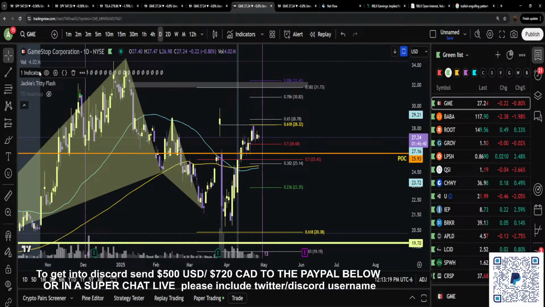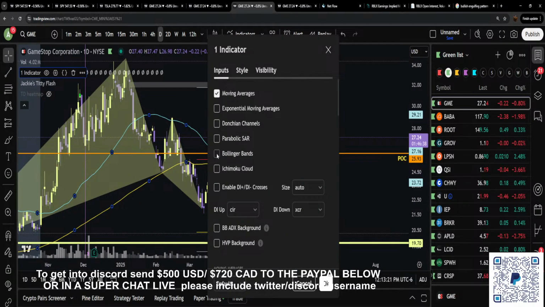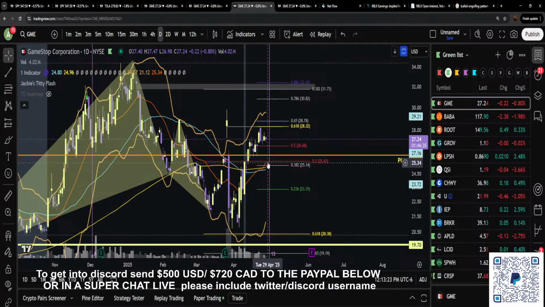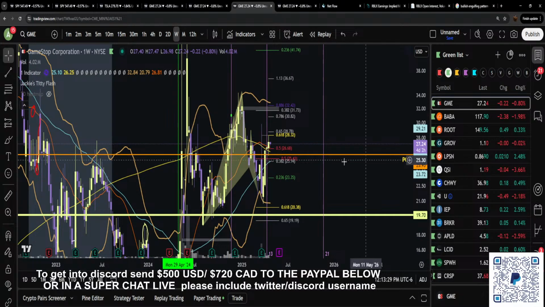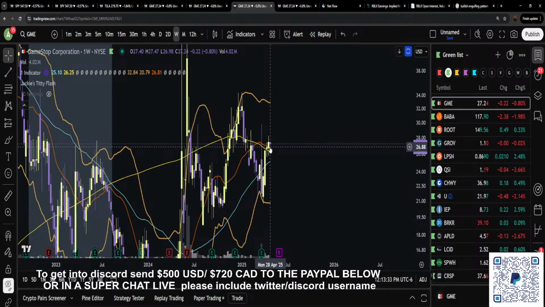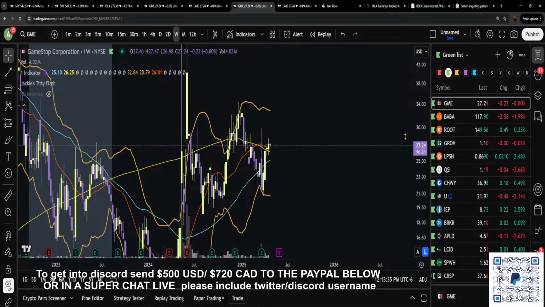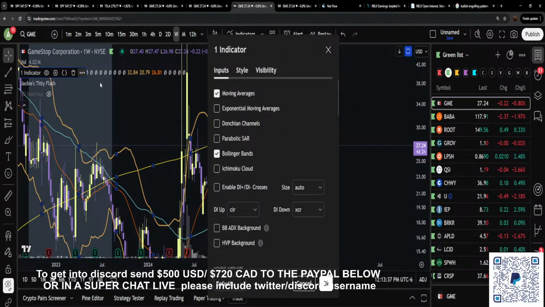You're still above the center line of the daily Bollinger Bands, which is very positive, right? Lots of space in the upper band for the daily time frame. Go over to the weekly. You're still above the weekly center line of the Bollinger Band right here, holding above it nicely to start this week. So no real concern on that end.